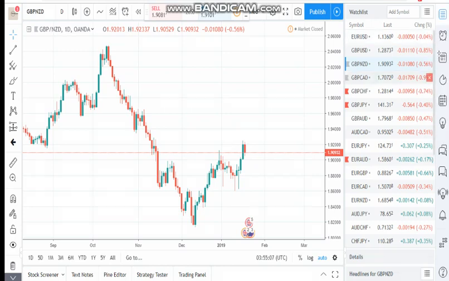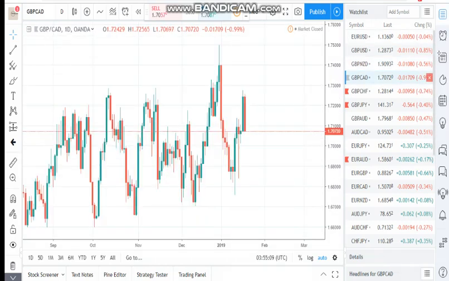So let's take a look at GBP CAD again. On Thursday an engulfing bullish candlestick followed by a downwards bearish candlestick. So you can actually see what I'm trying to explain to you here. The technical aspect is almost the same.